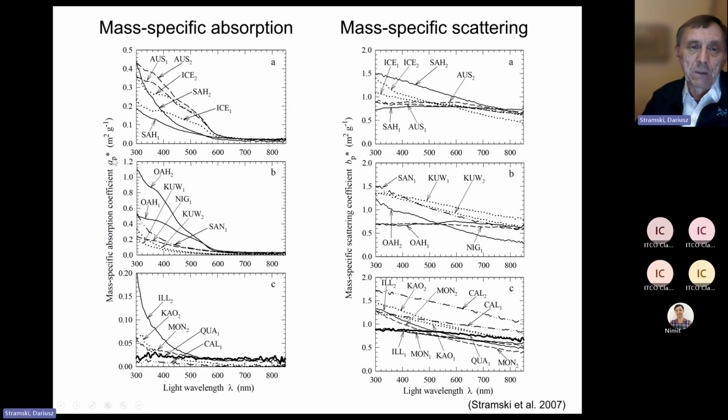So you can see the mass specific absorption coefficients for different assemblages or pure mineral species at the bottom on the right-hand side, similar for scattering coefficients. And again, without going into detail, if you look at this, there is a lot of variability depending on the composition and origin of these particle assemblages.